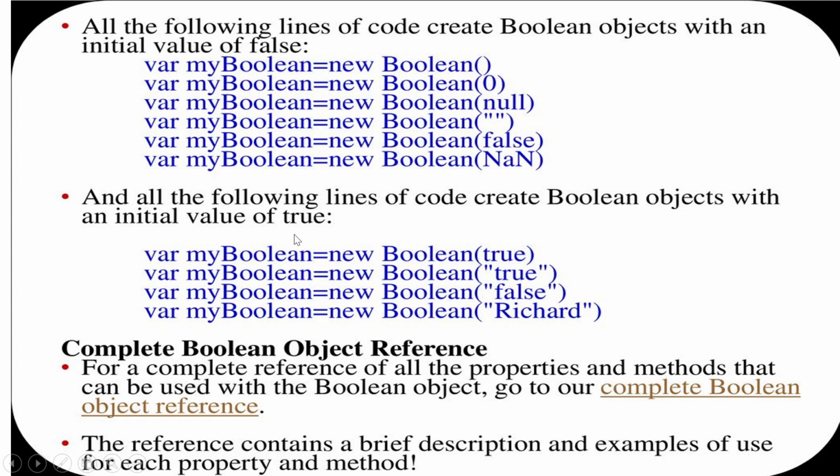And to get true as output, what do we have to do? We have to give true within the parentheses, which will show true as the output. And here we have stored some value. Here false we have stored, but it's not false because we have given quotations here. So it will take it as a string, and a string is nothing but some value we have given within the parentheses. So it will give true as output, and here Richard will also give a true output because it is a string. It is also a value. And this is the complete Boolean object reference, for a complete reference of all the properties and methods.